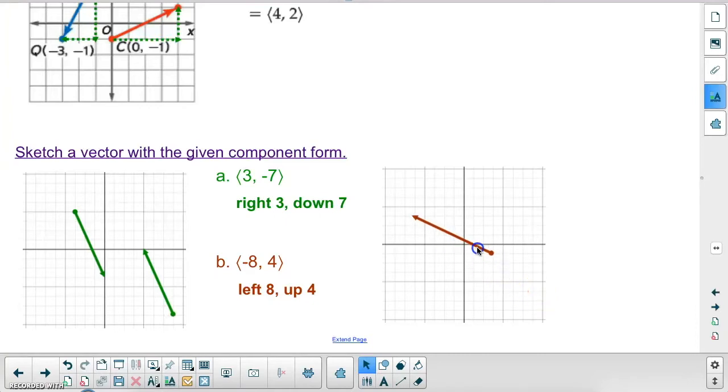Again, I can move this anywhere I want to. I could put it in standard position. Anywhere on the plane, this vector will have the same component form.